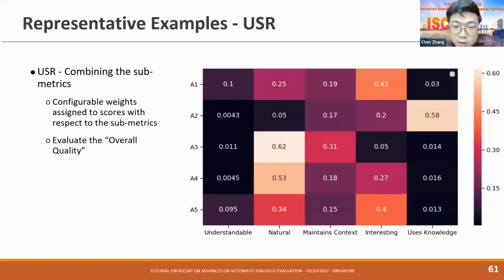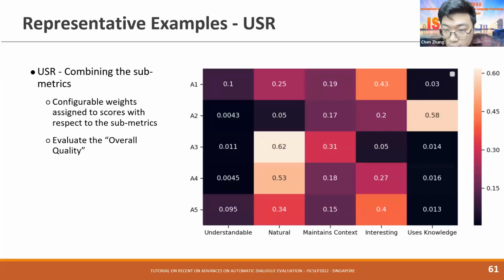So after the introduction of each submetric, we need a way to combine them together. For example, if we want to evaluate the overall quality, we need some mechanism to combine the submetric scores. So here, the matrix basically tells the importance the human gave to each fine-grained metric with respect to the overall impression. For this A1 annotator, he thinks that there is a 0.43 importance in terms of interestingness with respect to the overall.